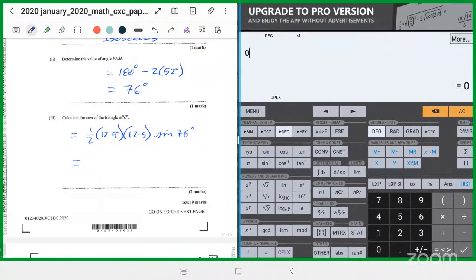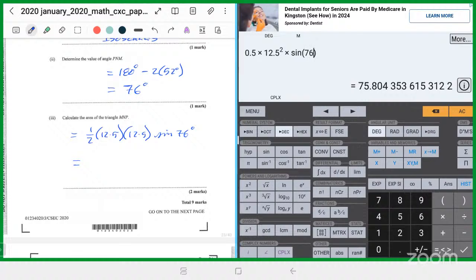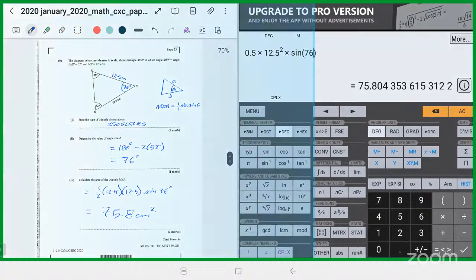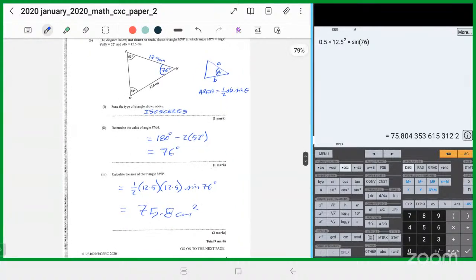So the half is 0.5 times 12.5 times 12.5, which is 12.5 squared, times the sine of 76 degrees. That is 75.8 centimeters squared, the area of that triangle. And it's done. Easy, easy, easy. Good, easy question.